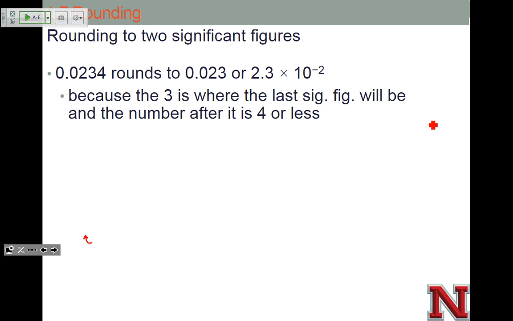If we're looking at this example and we want to round it to 2 significant figures, that can either round to 0.023, or you could write it in scientific notation after you've rounded it. And both of these answers would be appropriate. So pay attention, especially in your homework. Your homework's really specific in how you put things in. And if it asks you for scientific notation, make sure you put that in.